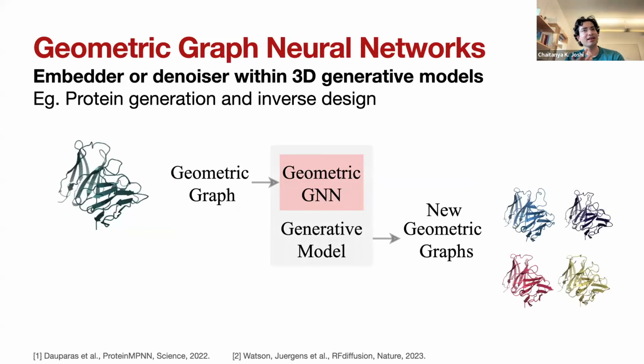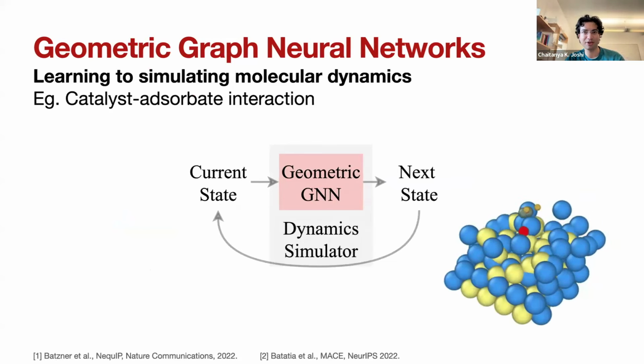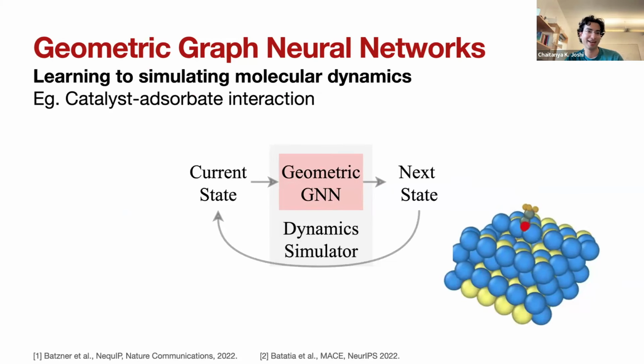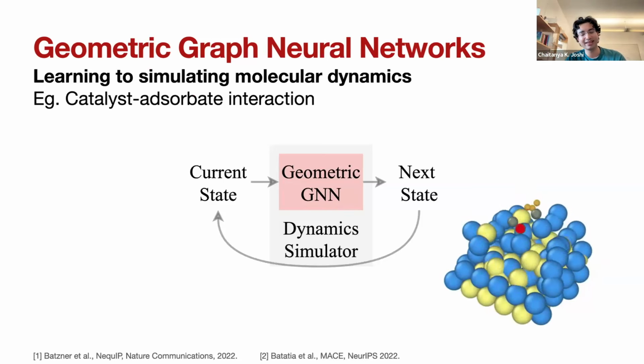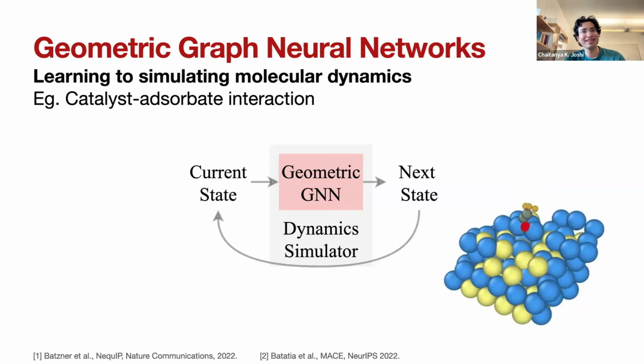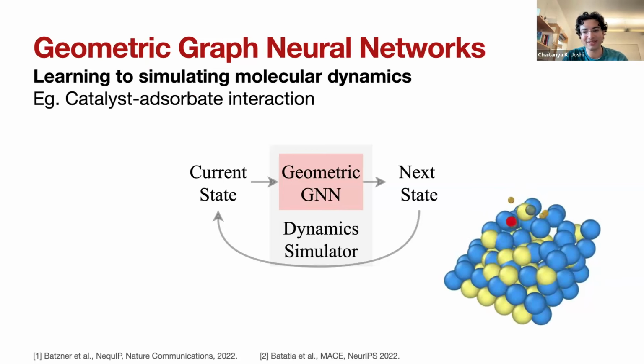They're also the kind of representation learning model within a lot of generative models. So for instance, for biomolecule design or materials design, these architectures are embedded within your generative framework. And lastly, they're also a big part of MD simulation models, which are learning to predict the next state of your atomic systems. So geometric GNNs are obviously quite exciting, and there have been a lot of recent success stories of these models.